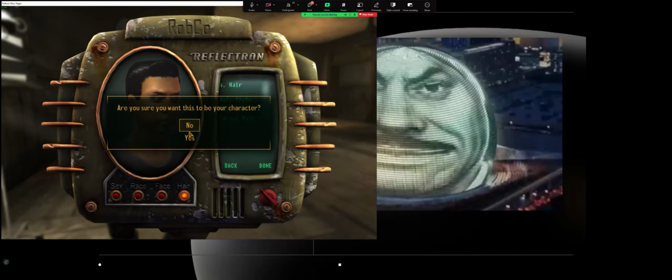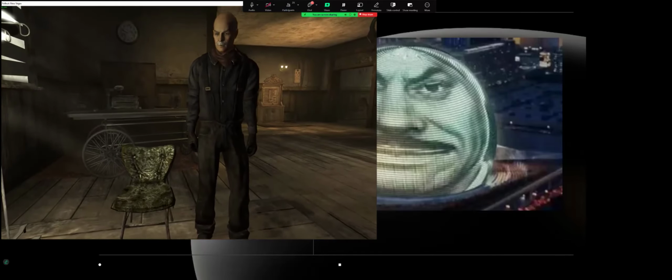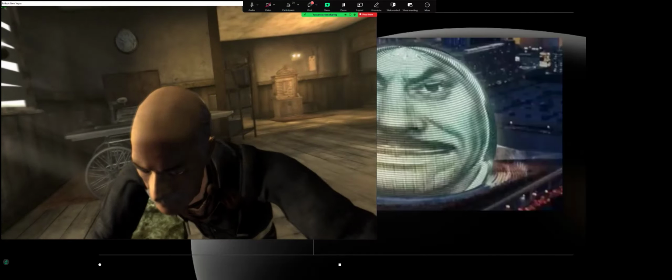So here we have a relatively basic character creator. You can customize what your character looks like. I don't think it applies too much into how the game works. It's more of a personal thing.